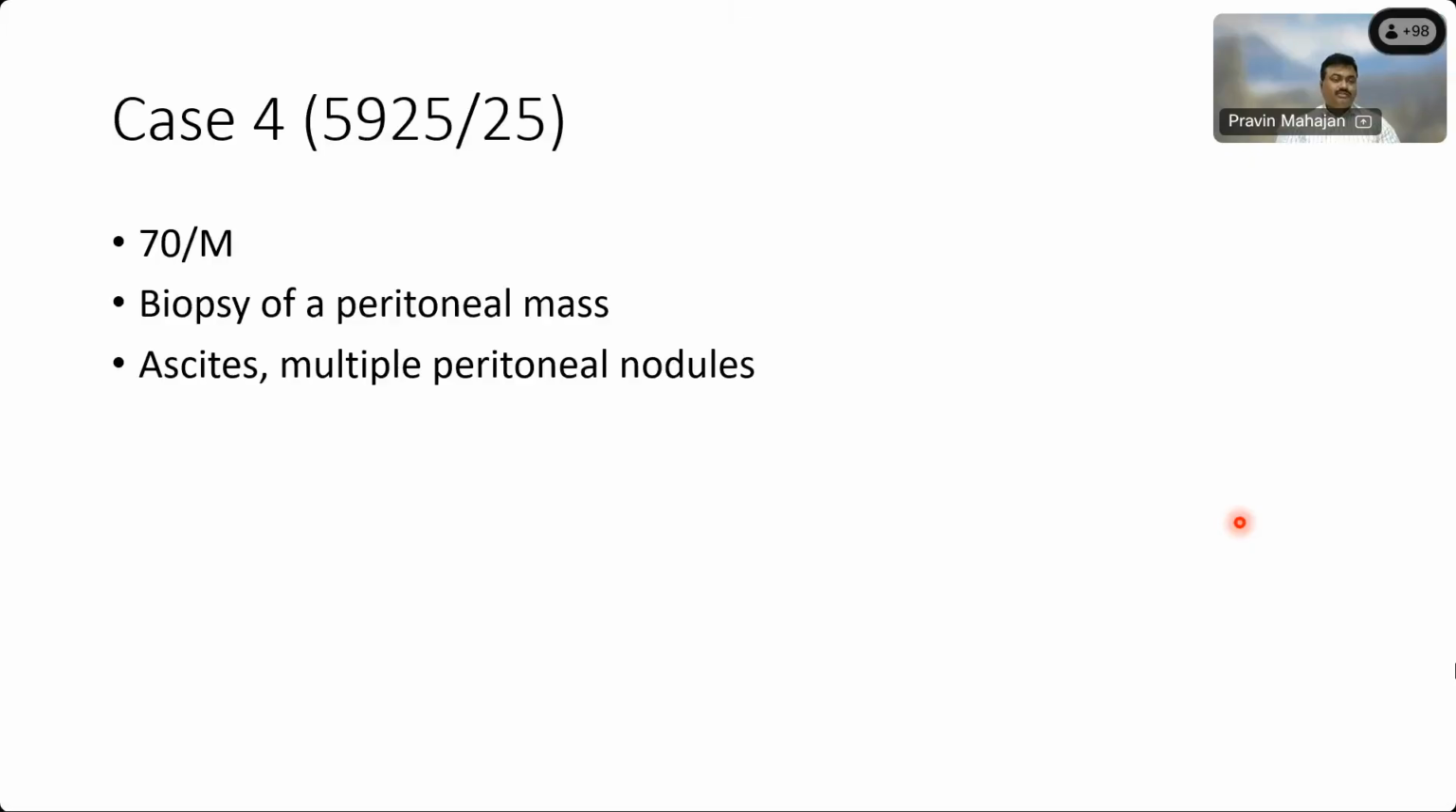So let's go on, we still have two more cases. The final diagnosis for the last case was a metaplastic carcinoma. The one before that was a malignant phyllodes tumor. So okay, case 4: a 70-year-old male, biopsy from a peritoneal mass. The patient also has ascites and multiple peritoneal nodules.